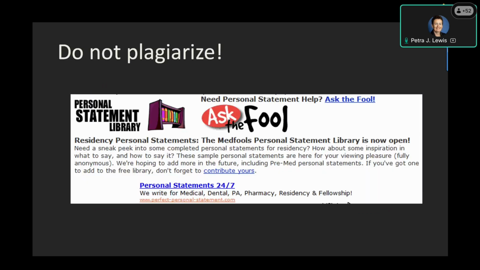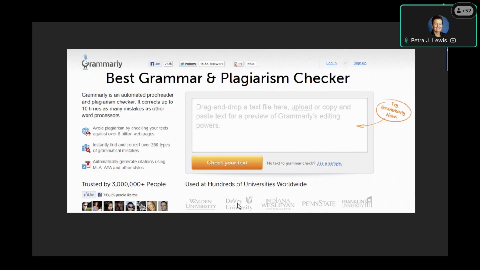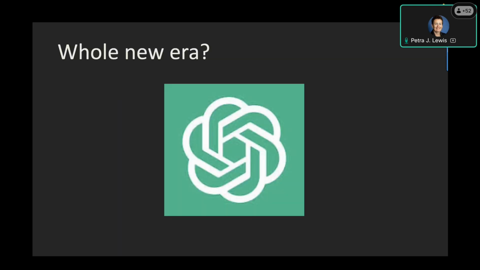Don't plagiarize. Yes, there are places you can get your personal statement on the web. There are also sites on the web where we can check for plagiarism. Now, ChatGPT has brought a whole new era. And frankly, it's only this year and perhaps last year where we actually have to think about how we're going to deal with this.